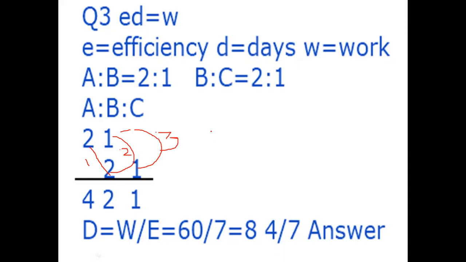Again, you can find using the same formula. You remember ED equal to W? So D is W upon E. W is 60, because he is saying 40% of the work has been done. So 60 divided by E. E is 4 plus 2 plus 1, that is 7. So you're getting the answer. Okay, is this question clear? How many of you are able to understand this?